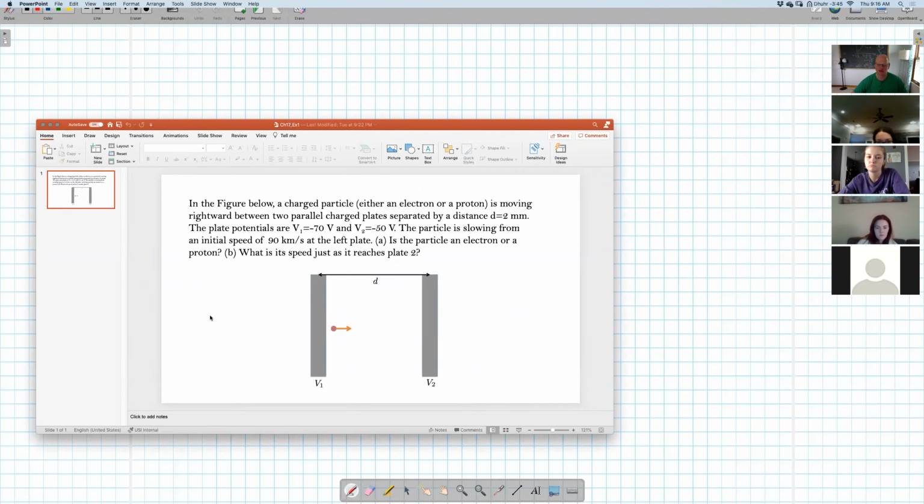Now, if the electric field is parallel to the displacement, then the angle is equal to 0 degrees. What this tells me is that my change of potential divided by my displacement, with a negative sign, is equal to the electric field. So these are our assumptions.